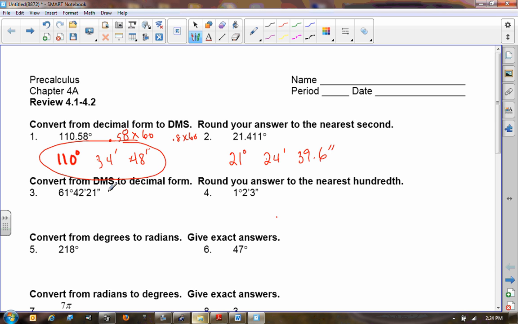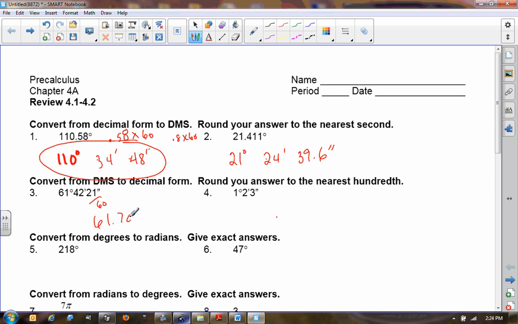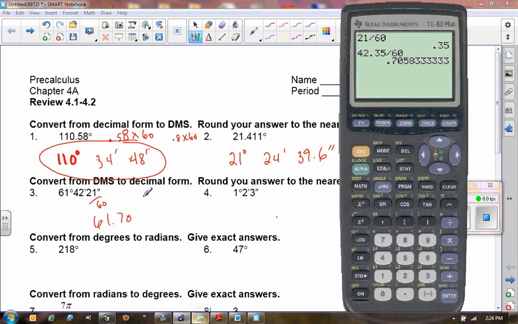Let's go from degrees, minutes, seconds to decimal. So you're going to divide by 60. That's going to give me the first part of the decimal. So we're going to start with the 21. 21 divided by 60 is 0.35. So the next one is 42, and then take the 0.35 that we just got from our seconds and divide that by 60. And then put those two together. So now you get 61 stays. So it's 61.70583.